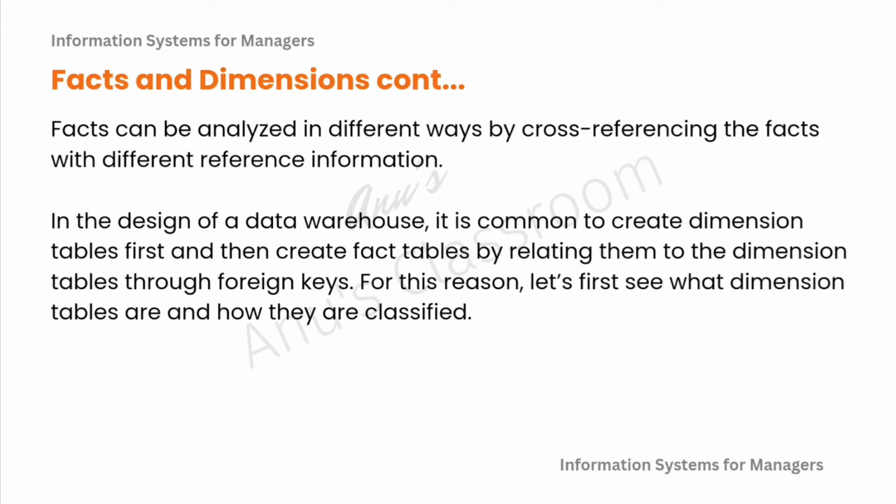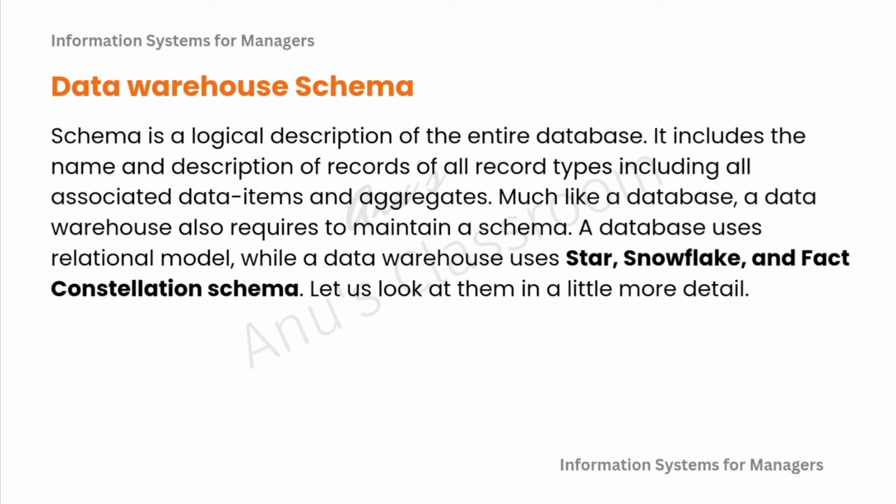So facts can be analyzed in different ways by cross-referencing them with the different reference information. While designing the data warehouse, it is very common to create the dimension tables first and then create fact tables by relating them to the dimension tables through foreign keys. For this reason, we have various classifications of dimension tables. First we need to talk about the data warehouse schema to understand how the classification happens.